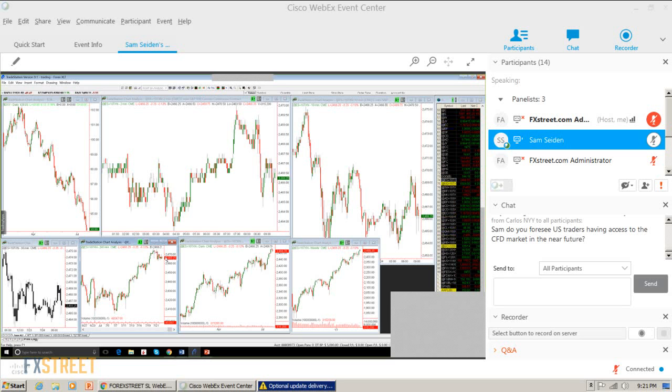Let's see, do you ever foresee U.S. traders having access to the CFD market in the near future? Yeah, regulation, at least here in the U.S., is getting better. It had a period, quite a long period, not long ago, of just getting worse and worse. Now it seems like it's going to be moving in the right direction again. So we'll see what happens. But look, there's plenty of markets to trade. More than enough opportunity.